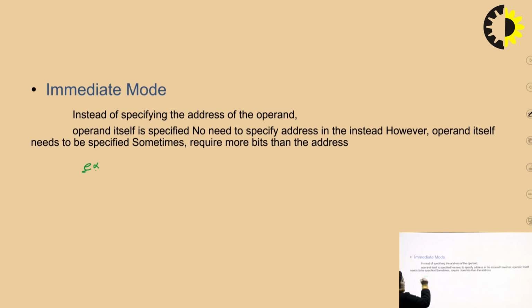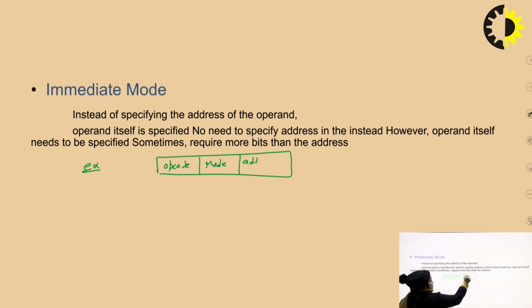Suppose you have taken the example of opcode, mode and address, and the address is 600. In the immediate mode, the effective address will be whatever the address field of the instruction is, that is 600. Simply, that will be the instruction address or operand, that is the immediate mode.